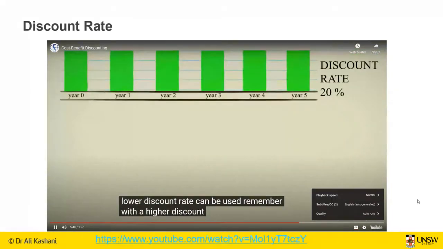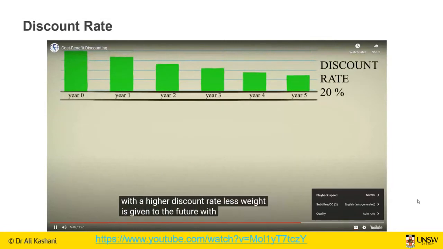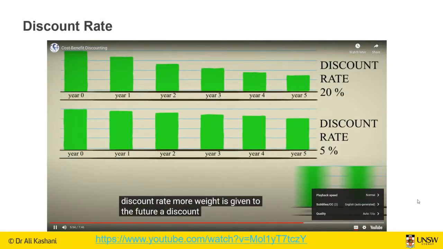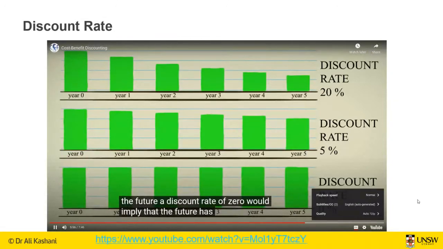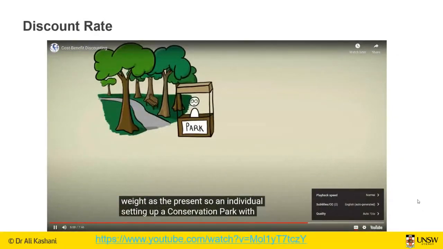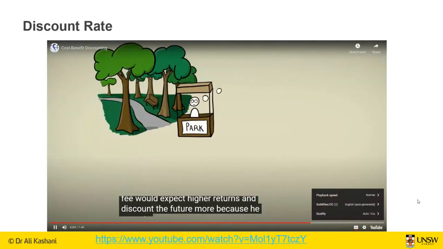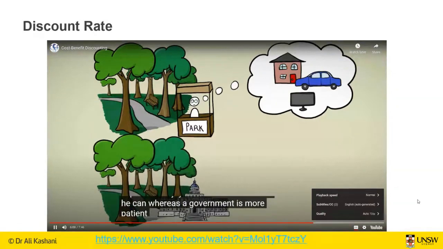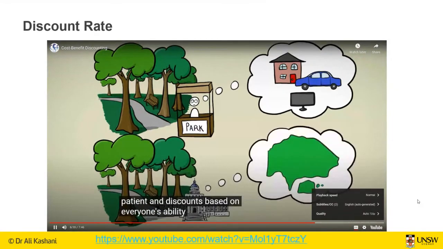Remember, with a higher discount rate, less weight is given to the future. With a lower discount rate, more weight is given to the future. A discount rate of 0 would imply that the future has the same weight as the present. So an individual setting up a conservation park with a fee would expect higher returns and discount the future more because he expects to enjoy the benefits as soon as he can. Whereas a government is more patient and discounts based on everyone's ability to enjoy.